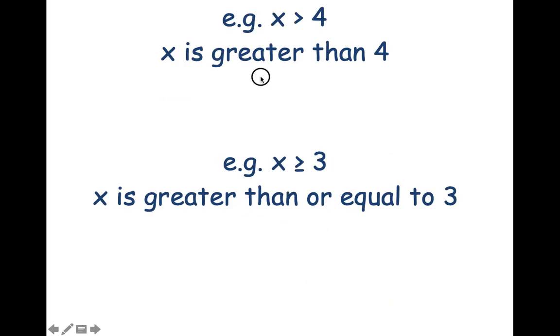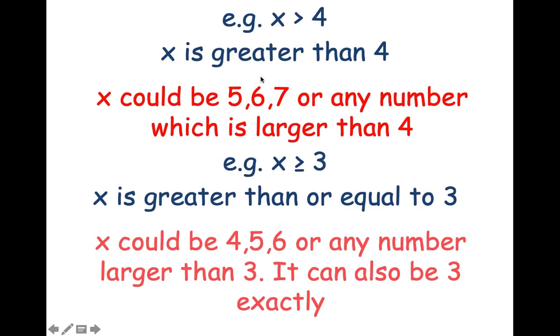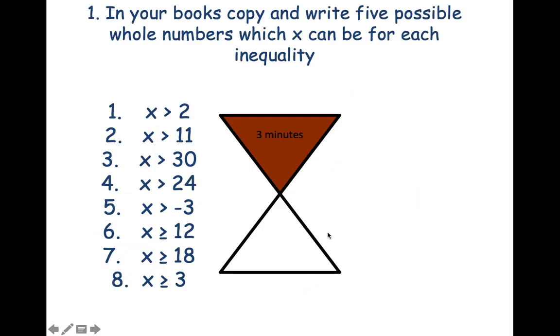Welcome back. So let's go over some more specific examples. So we already said that if x is a whole number, it can only be 5, 6, 7 or any other number larger than this. And that works the same for x is greater than or equal to 3. It's got to be 4, 5, 6 or it could also be 3.